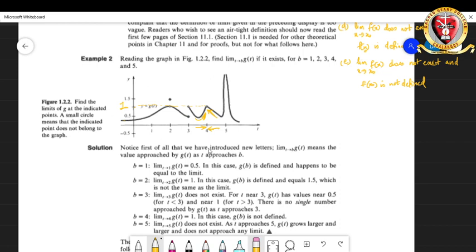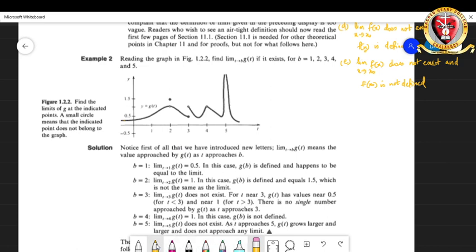But you can see that g of 4 is not defined here. You can see a hole here, right? Hole means the function is not defined at that point. That means g of 4 is not defined, but the limiting value at 4 is there, which is 1. So we got limit t tends to 4, g of t is equal to 1, though g of 4 is not defined in this figure.